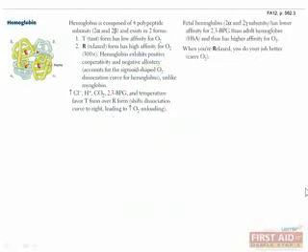Finally, a quick word about fetal hemoglobin. Fetal hemoglobin is composed of 2 alpha and 2 gamma subunits rather than beta, which you see in adult hemoglobin. And this has a higher affinity for oxygen than adult hemoglobin.